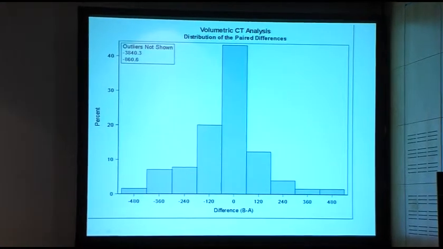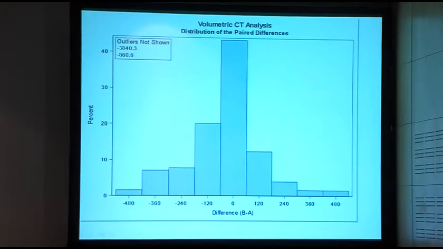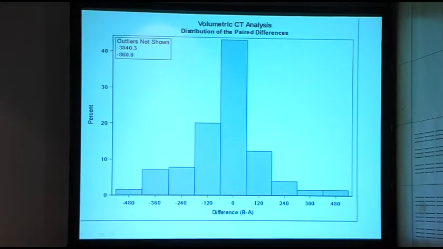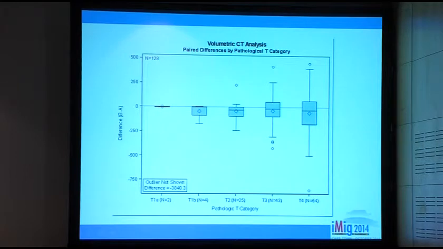A histogram analysis shows the paired differences between the volumes per reader, and we saw that 40% of the volumes were within plus or minus 60 cc's. These are 3D volume rendered images showing volume distributions per stage classifier, and as expected, as the stage goes up, the volumes per stage classifier also end up being larger. As expected, the differences between the readers also tended to increase with increasing stage.